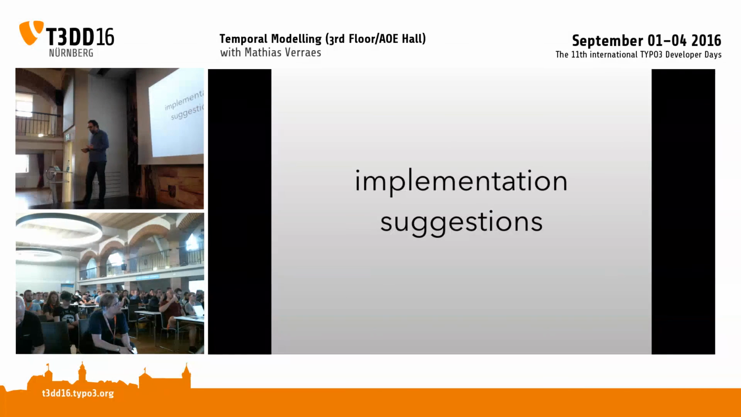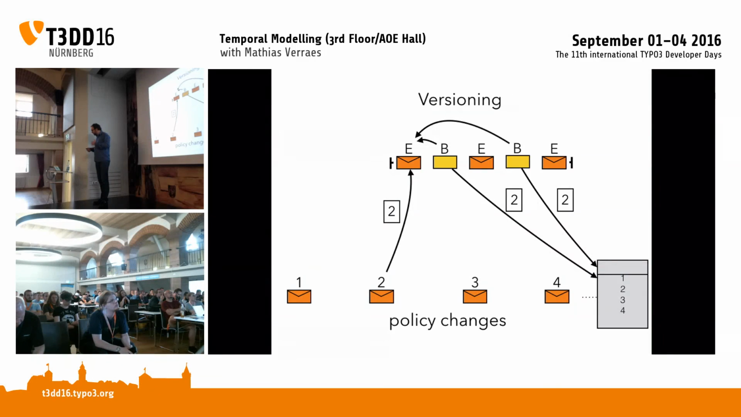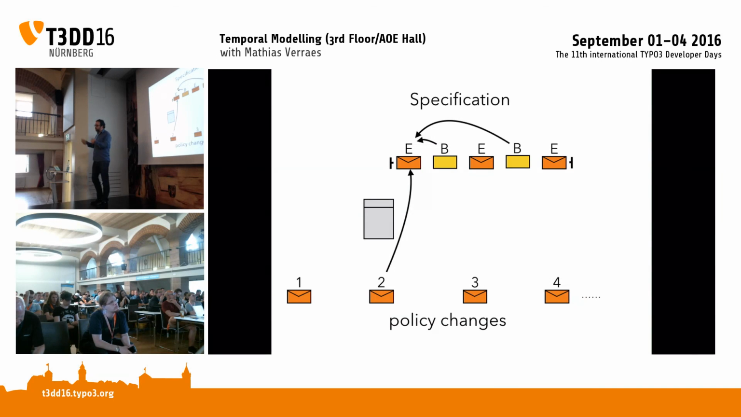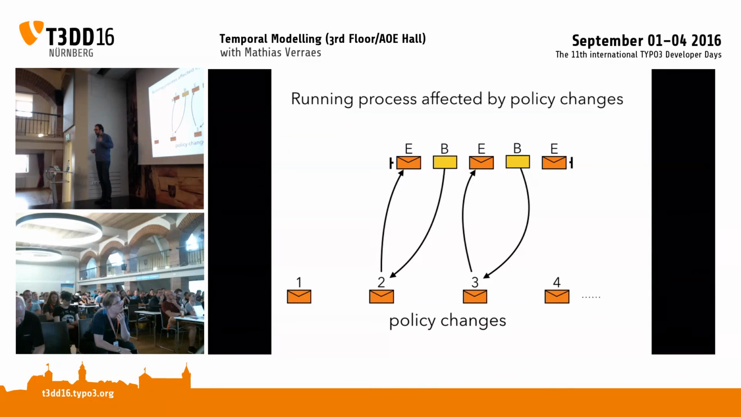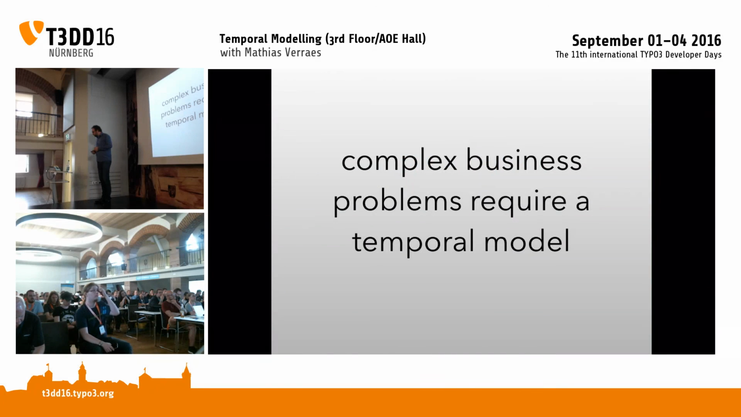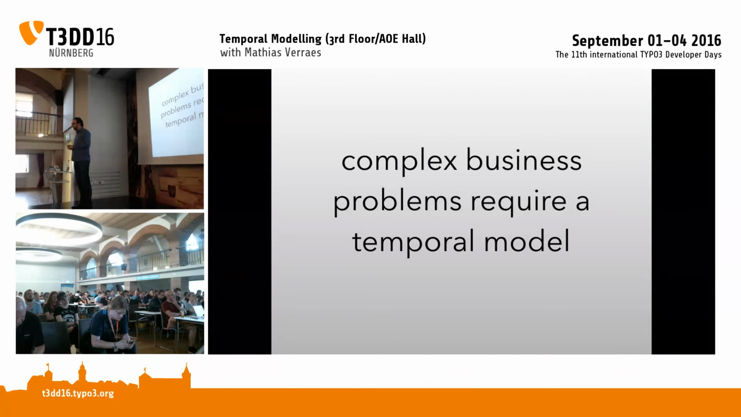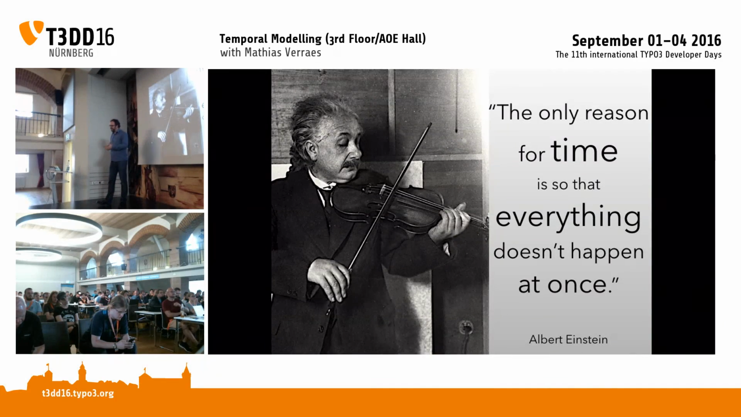I'm sort of out of time. I have some stuff about implementation and versioning and how to push these policies into the process, etc. But I'm going to skip that. But the slides are on my website if you're interested. But this is the main point, right? If you have a complex or even just a fairly simple business process, try looking at it with a temporal model. And if you do a presentation about time, you cannot omit quotes by Einstein. So here it is: the only reason for time is so that everything doesn't happen at once.